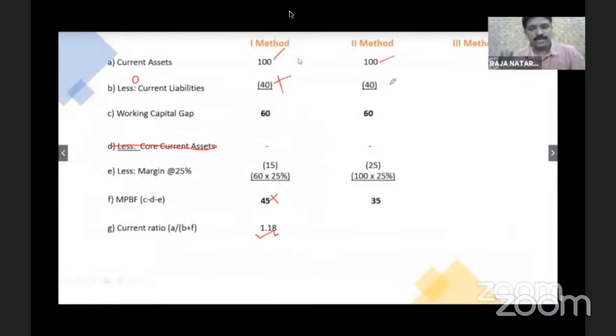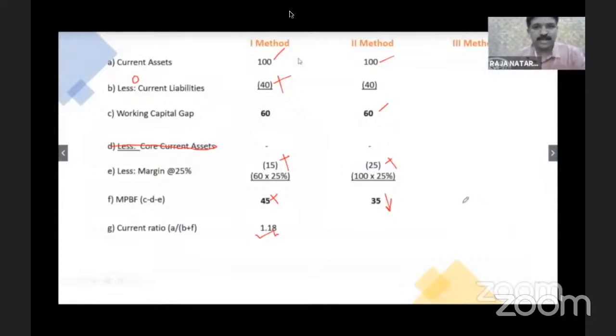35. So eligible bank finance is only 35, because the gap is 60, but here the promoters are mandated to bring in 25, whereas there they were asked to bring only 15. Here the pressure is more, they are asked to bring more, 25. So as a result, bank finance has come down in the second method. So comparatively, the second method is conservative.